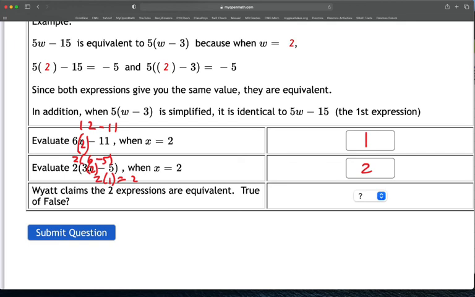So Wyatt claims the two expressions are equivalent, true or false. Well, these two expressions are only equivalent if, when we evaluate with the same value, we end up with the same answer. But that is not true in this one, so this should be false.